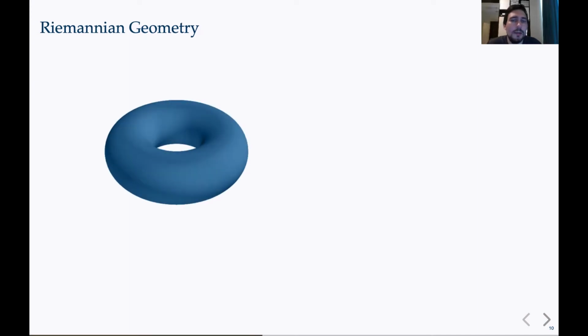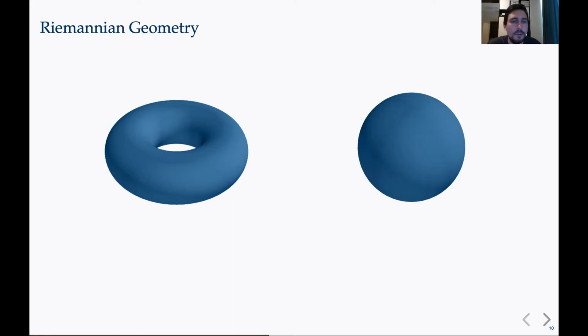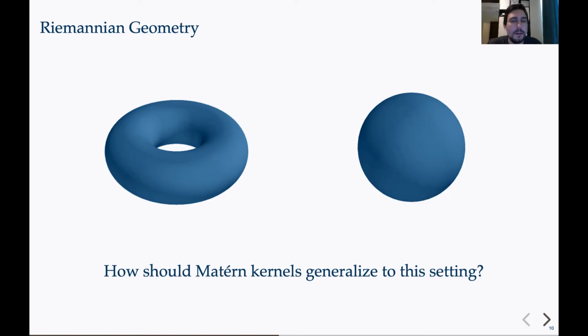So what if we want to model a function defined on a manifold? For instance, on the surface of this torus, or on the surface of this sphere. How can we define appropriate kernels in this case? How can we generalize Matérn kernels in this setting?